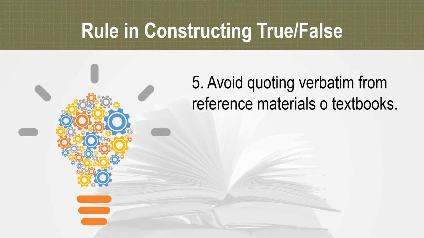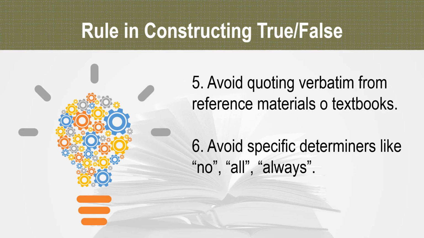Rule number five, avoid quoting verbatim from reference material or textbooks, meaning to say you just copy and pasted from any reference material and then you place the item in your test. For example, even the quotation on the textbook, you just copy pasted and then you place it as your item in your true or false type of test. Rule number six, avoid specific determiners like no, all, always, as what they have said. So avoid these adverbs. And number seven, avoid using patterns.